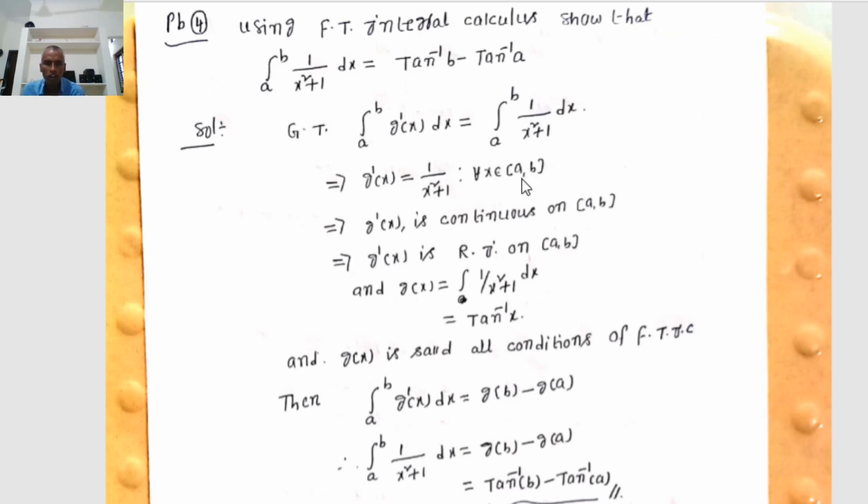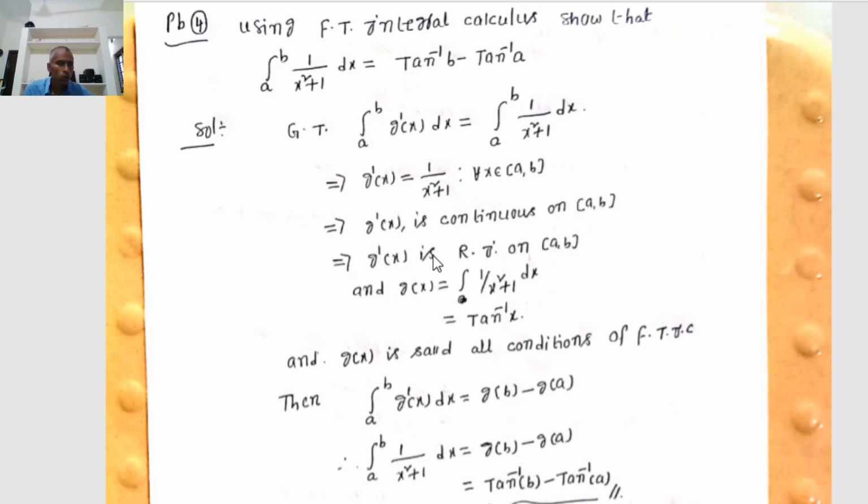Therefore for any interval, we observe that g dash of x is defined for all x belonging to the closed interval a comma b. That implies g dash of x is a continuous function on the closed interval a comma b. Since every continuous function is Riemann integrable, g dash of x is Riemann integrable on the closed interval a comma b.